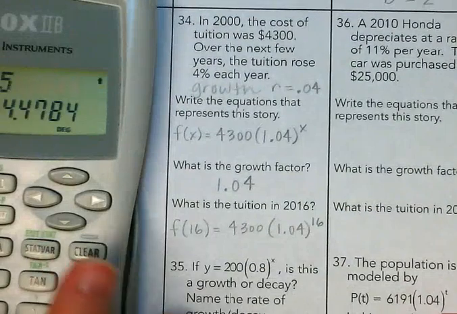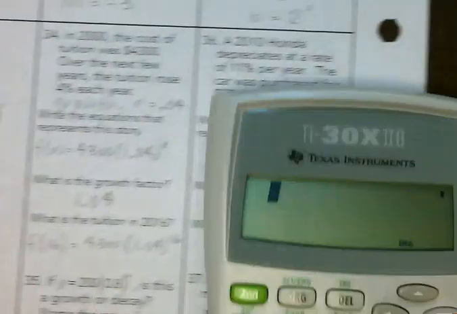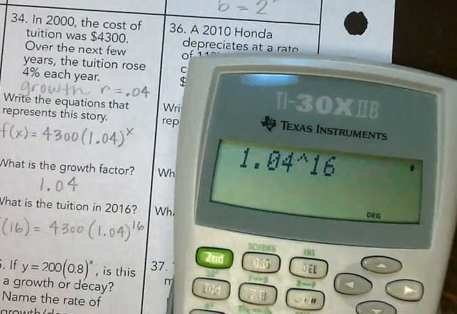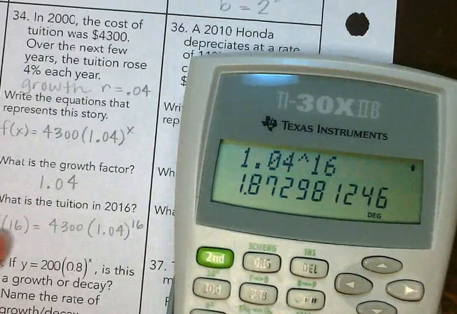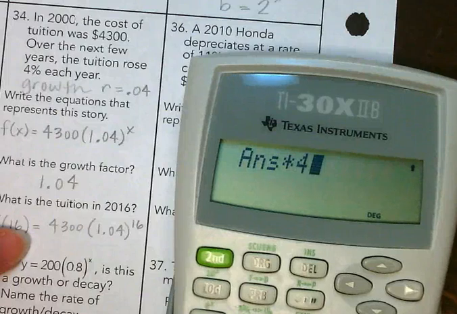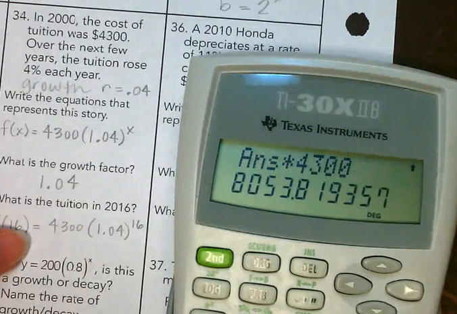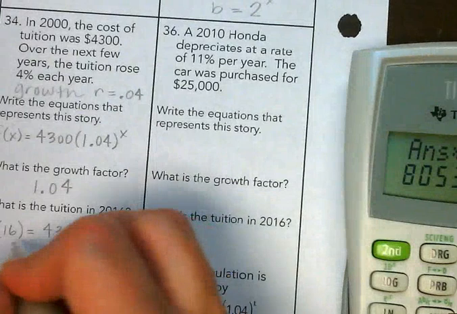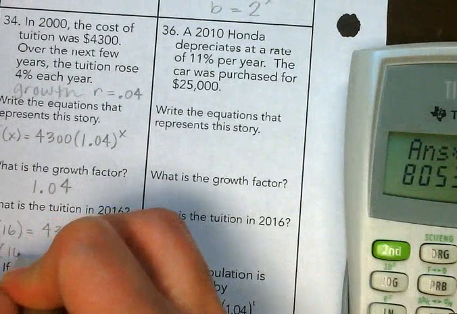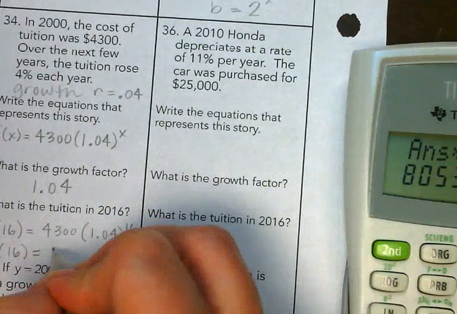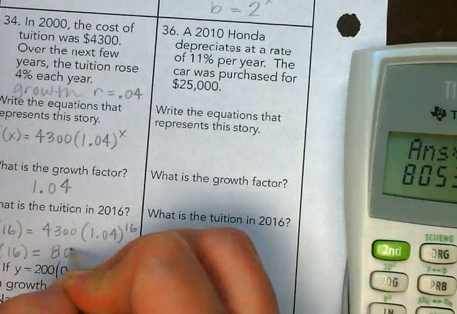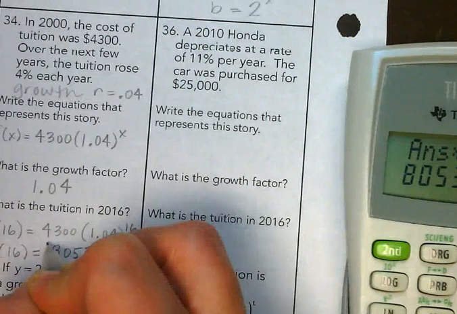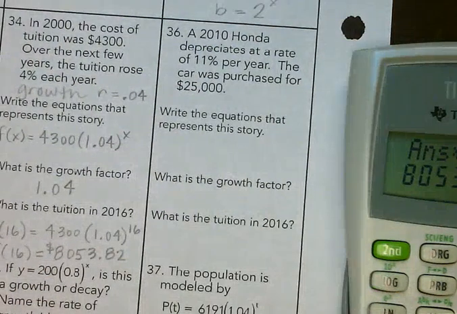So grab your calculator, clear off the last stuff. I'm going to do 1.04 to the 16th power, get that answer, and then multiply that by 4,300. And that tells me tuition is, in the year 2016, $8,053.82, to be specific.